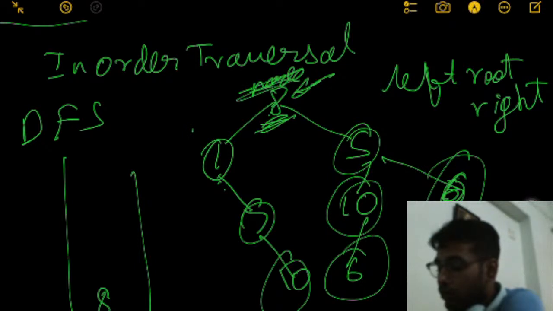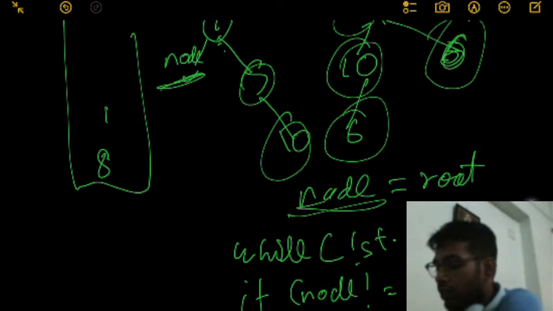Okay, so now node is over here. Is node equal to null? No. And what we do is we push 1 to the stack. Now we move node to left. It's null, so we move to right. But before that, we pop this 1.